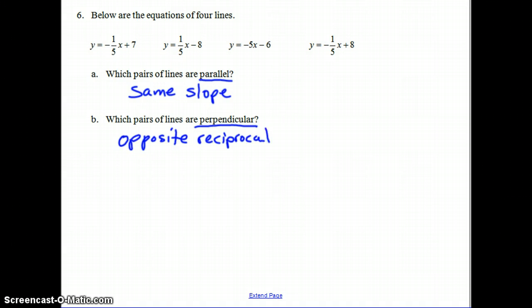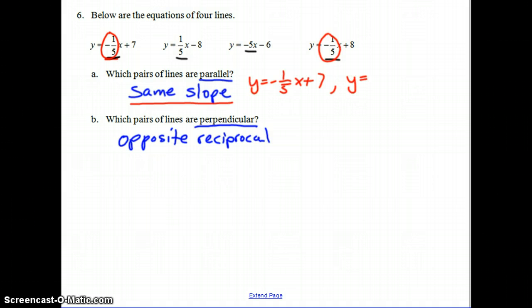Okay, so let's look at same slope. Let's do this in red. Same slope. Alright, well here's the slopes. Negative 1/5, 1/5, negative 5, negative 1/5. Well, same slope, negative 1/5, matches with negative 1/5. Okay, so those two, y equals negative 1/5 x plus 7, is parallel to y equals negative 1/5 x plus 8. They have the same slope. Alright, not the same as 1/5. 1/5 is positive.